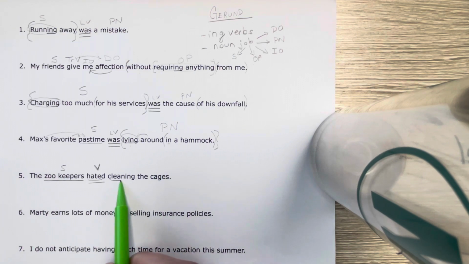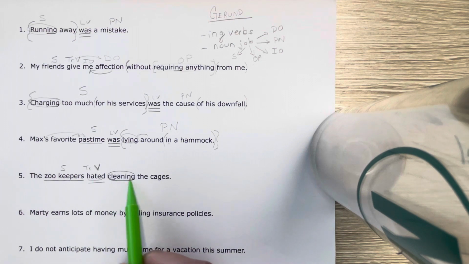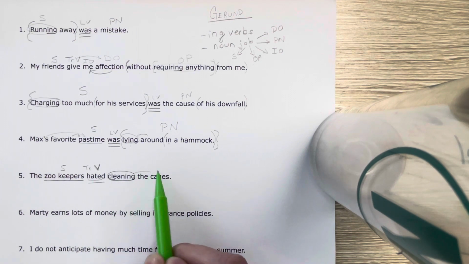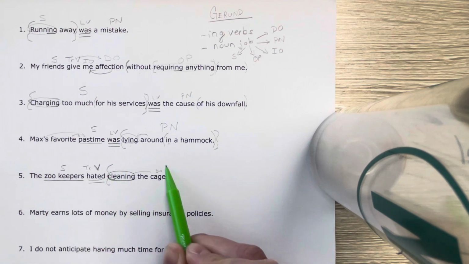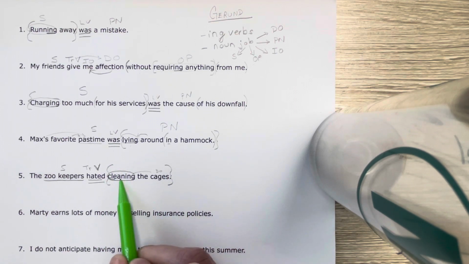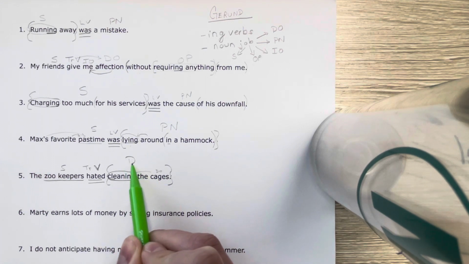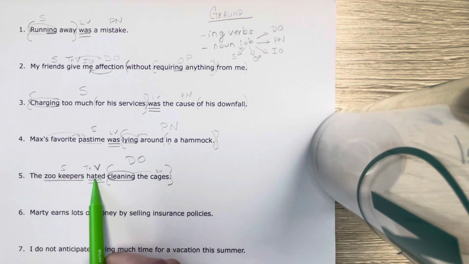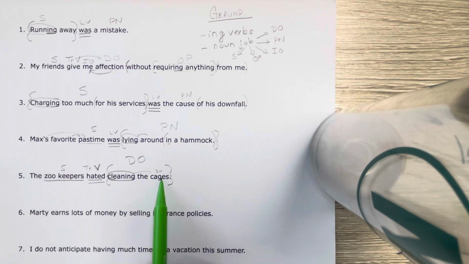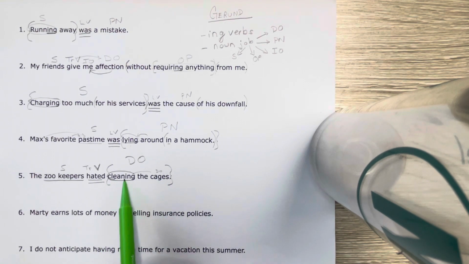They hated cleaning. But then we recognize cleaning is not by itself. It has its own direct object. So cleaning the cages, the gerund, plus everything that goes along with it, all together is the direct object in this sentence. Zookeepers hated what? They hated cleaning the cages. That answers our direct object question, but it's just a verbal that's doing the job of that noun.